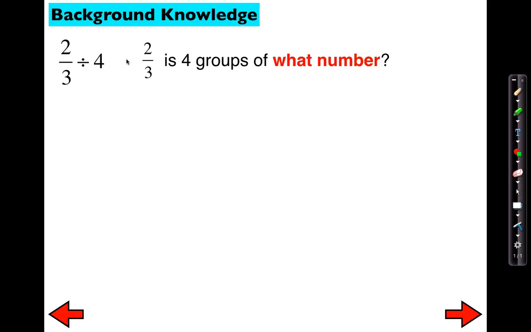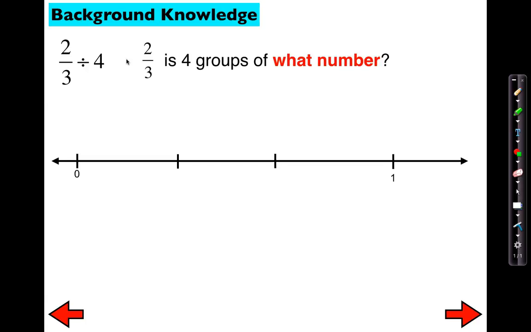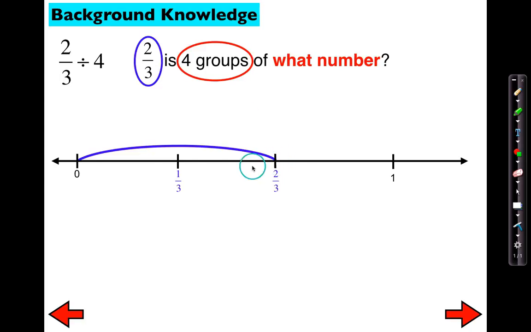So 2/3 is 4 groups of what number? So here on a number line, I first want to find where 2/3 is. Here's 1/3, here's 2/3. So just looking at 2/3, what would each be worth if I split them into 4 even groups? It would look like this. Okay, so now I need to figure out how much this is worth if I did split it in half. Well, if I'm splitting 3 in half, this would be a 1/6.